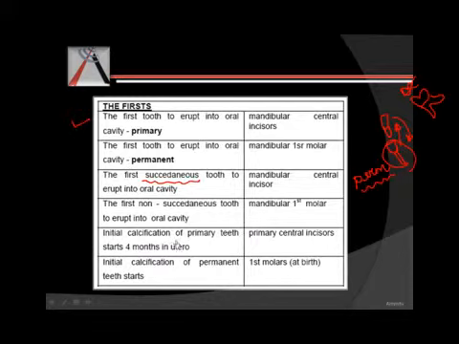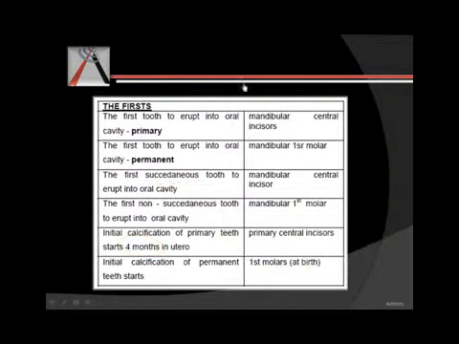The initial calcification of primary teeth starts in the fourth month in utero. You may have figures like 13 weeks, or 13 to 15 weeks. Please do not get confused, that means the same as the fourth month. Initial calcification of permanent teeth starts in the first molar, and at birth the calcification of the first molar has already begun.